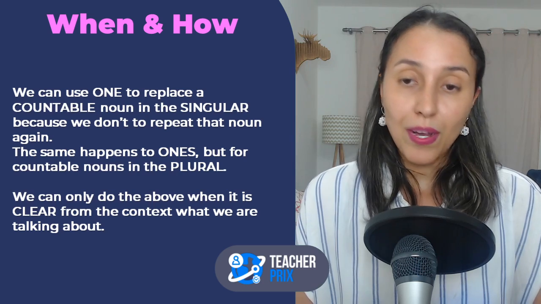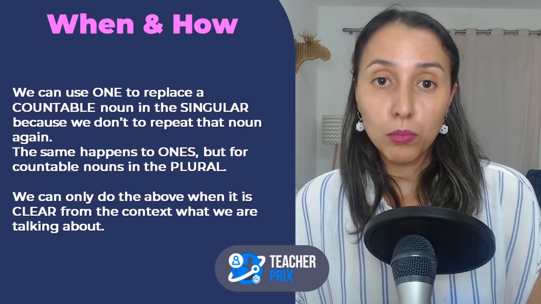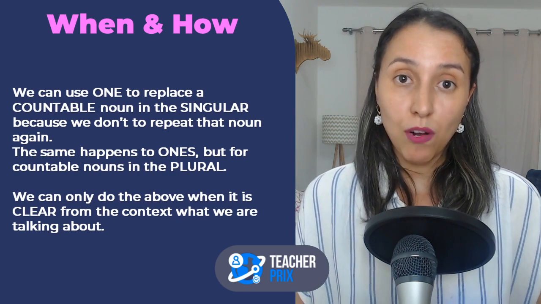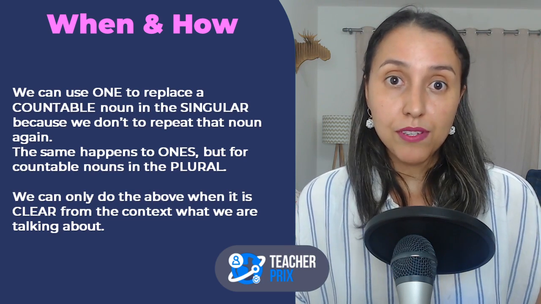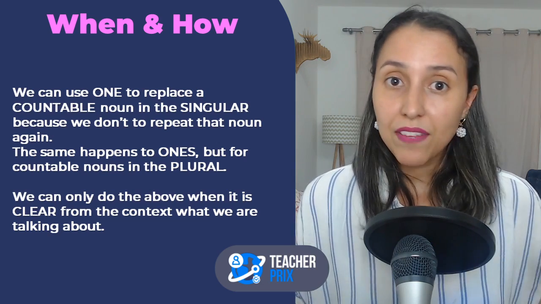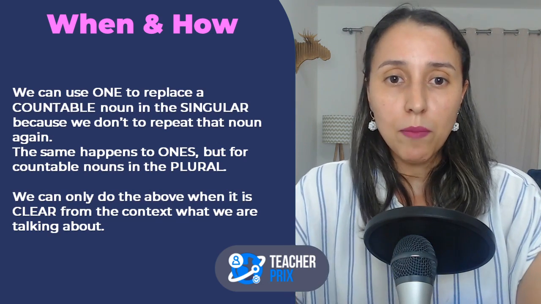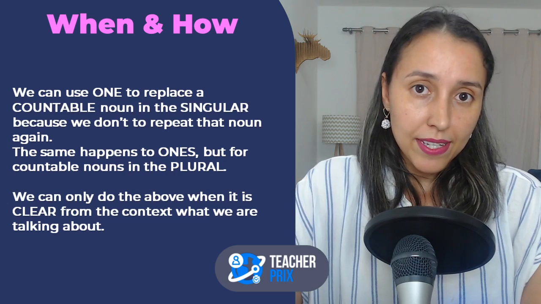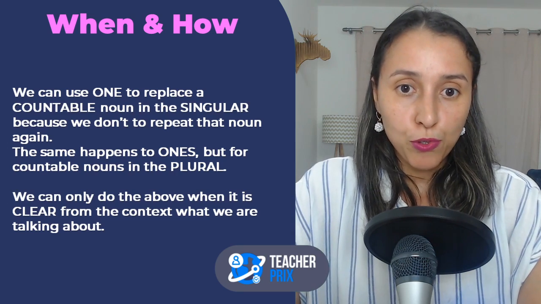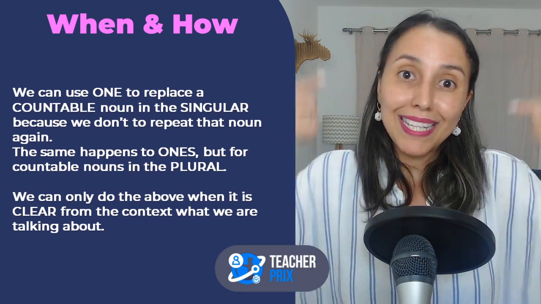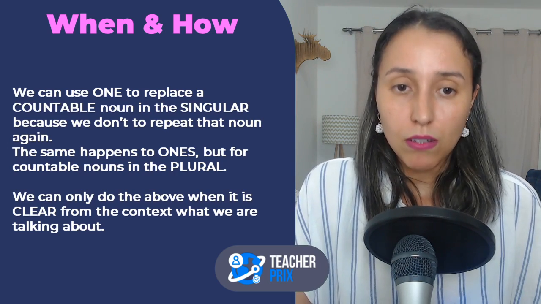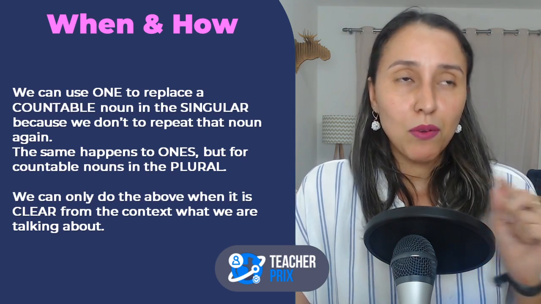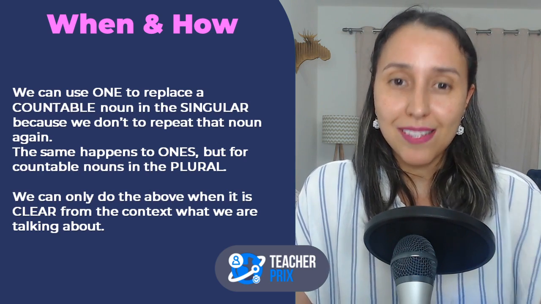It'll have a singular form and a plural form. For example, house. It's a countable noun. A house, two houses, 3, 4, 5, 6, and so on, okay? In this case, if I need to use one, I will replace the noun, because I don't want to repeat that again, okay? And the same will happen to ones, all right?